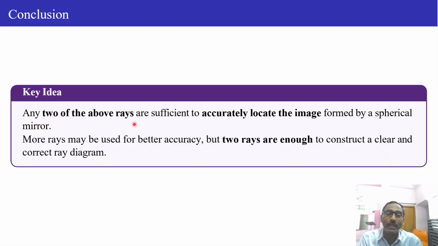Any two of the above rays are sufficient to accurately locate the image formed by a spherical mirror. More rays may be used for better accuracy, but two rays are enough to construct a clear and correct ray diagram. Two rays are enough to draw the image for the given object. That is the key idea.